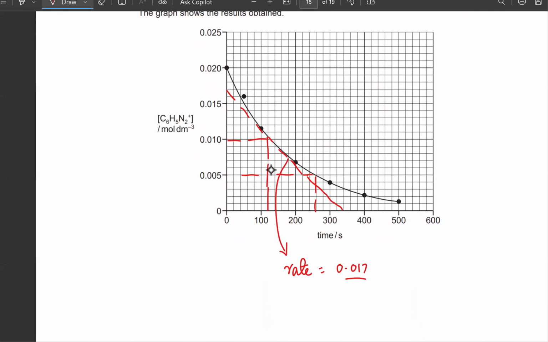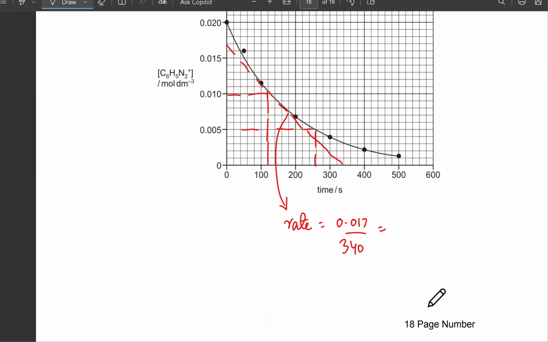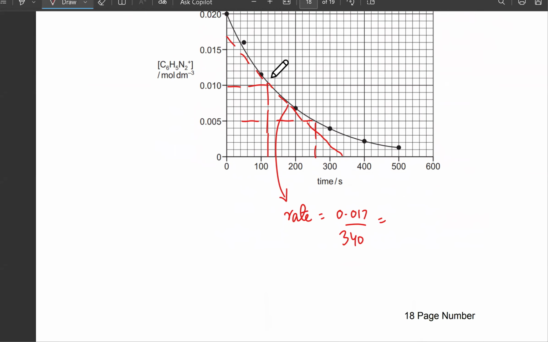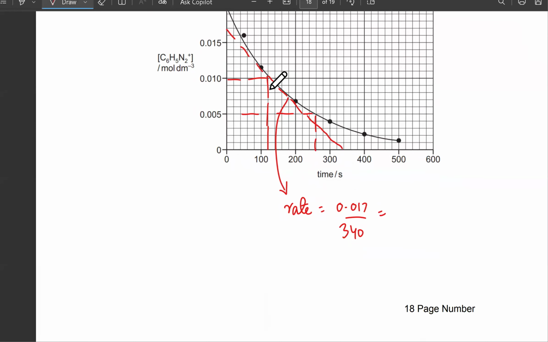And y over x, right? So x-axis, that's 340, right? Exactly. Clear the rate of reaction at 100 seconds. Is this clear? Yes, sir.